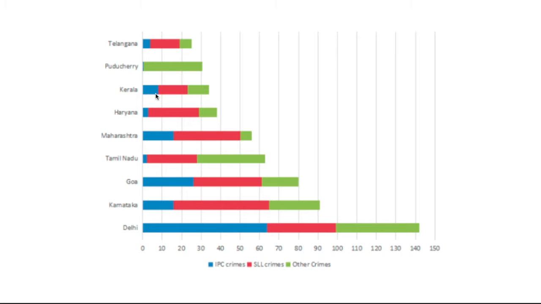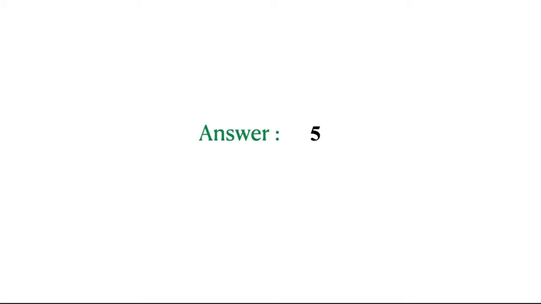Okay. So here many of you might make a mistake and put it as 4, but see, the states which have a larger number of cases than Kerala are Maharashtra, Karnataka, Goa, and Delhi. So in total there are 4 states, and Kerala will be given a rank of 5, not 4. Okay. So the answer is 5.